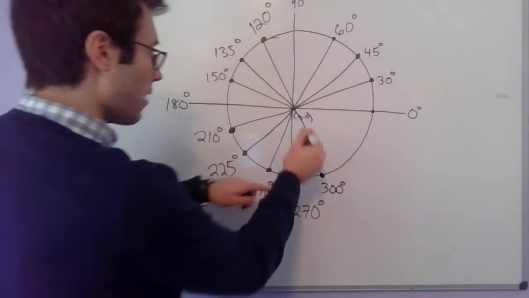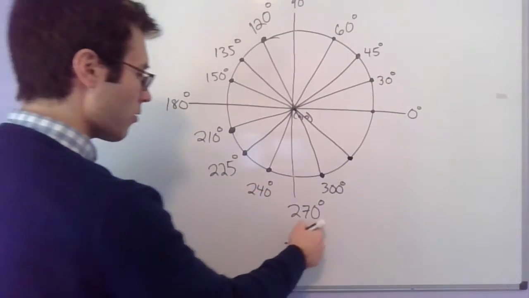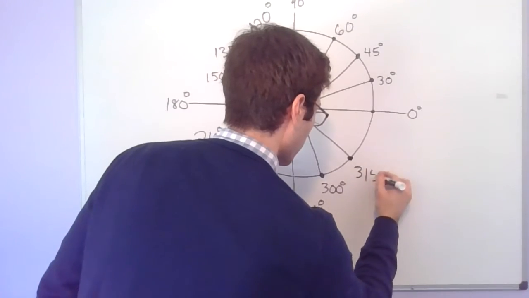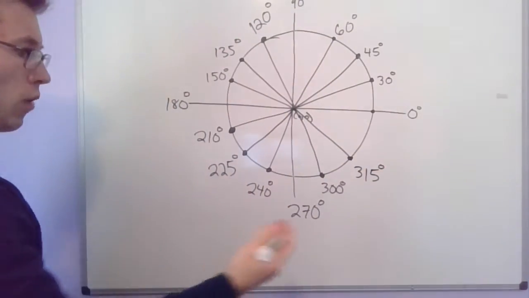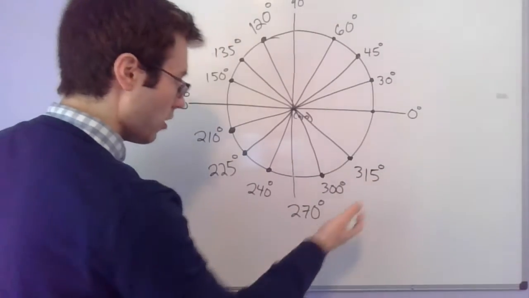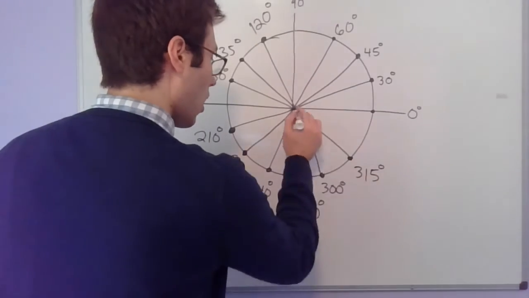Next one is 45. So 270 plus 45 is 315. So a 315 right here. And if you want to just write it out and figure out 270 plus 45 and then do it the long way, that's fine. So this is 315.